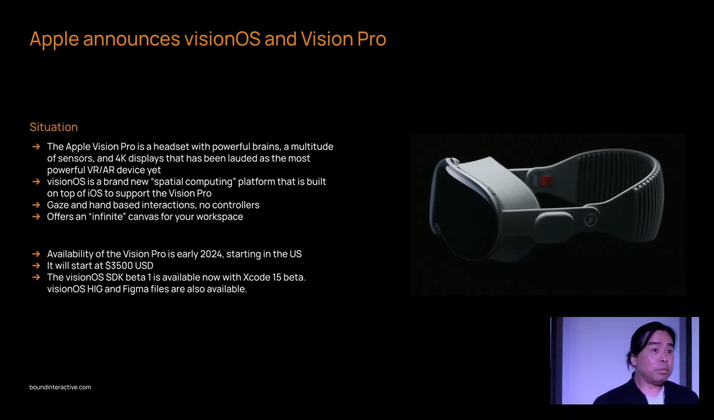Cool, so I'll assume that everybody's already watched the WWDC video, the basic marketing spiel of visionOS, so I'll skip over a lot of this. The important parts for us as developers, which Amy went over already, is that beta 1 of the SDK is out with Xcode 15. The human interface guidelines are available as well, and Figma files if you wanted to prototype things are also available.